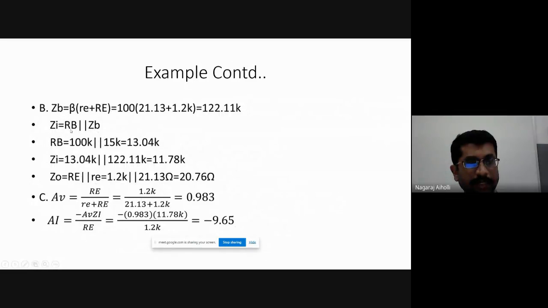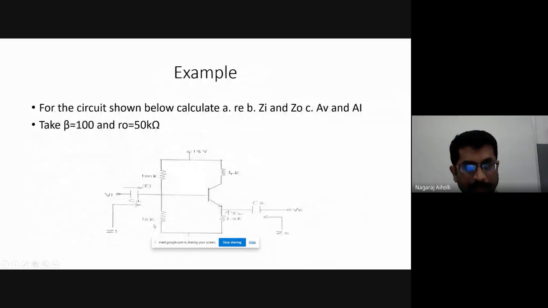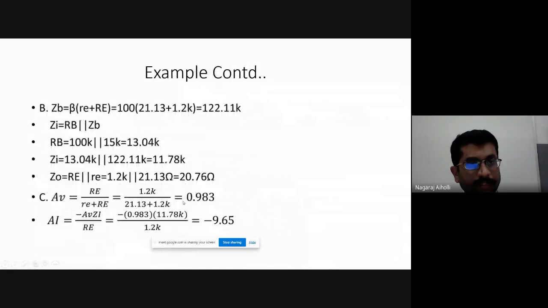Then ZI is RB parallel ZB. First find RB, that is R1 parallel R2. R1 is 100K, R2 is 15K. RB will be R1 parallel R2, that is 13.04 kilo ohms. Therefore, substitute for ZI now. ZI is RB parallel ZB, that is 13.04 kilo ohms parallel with ZB, that is 122.11K. We'll get 11.78 kilo ohms.